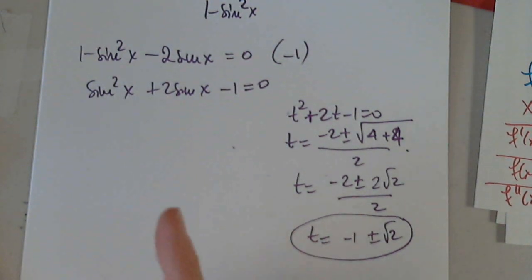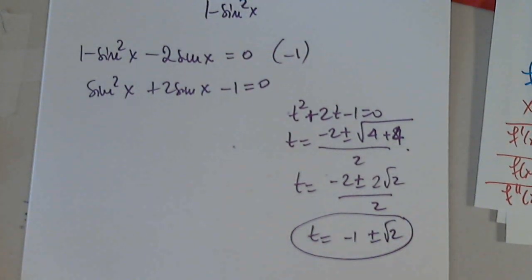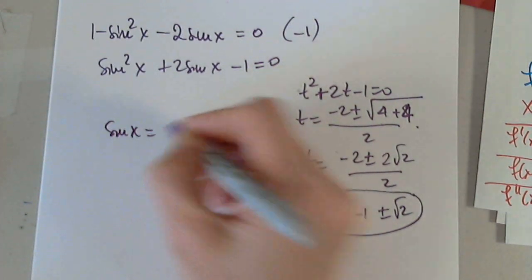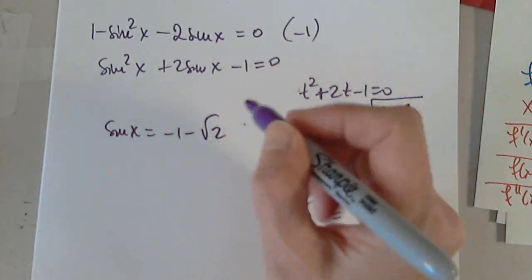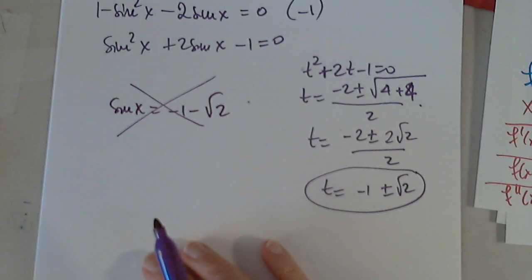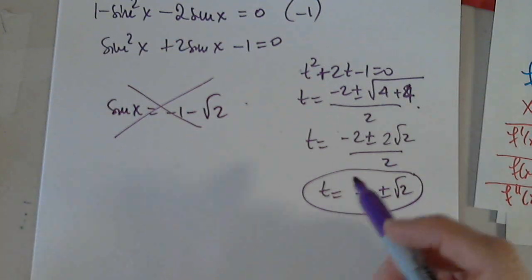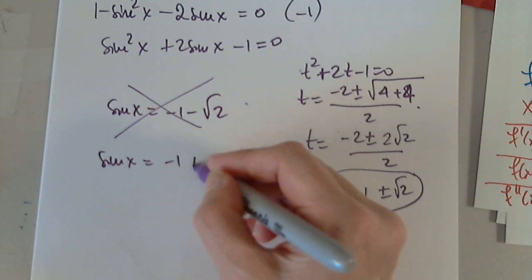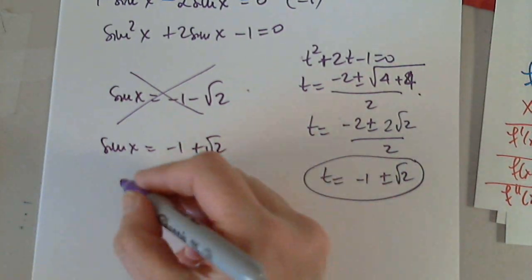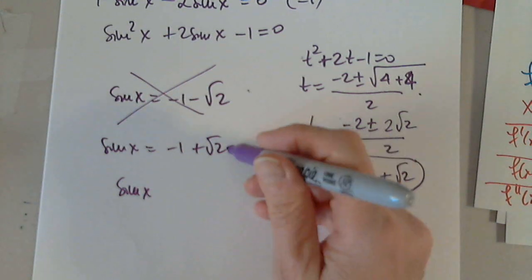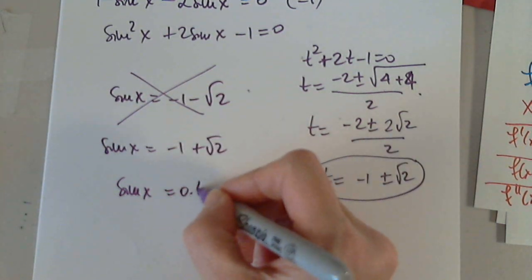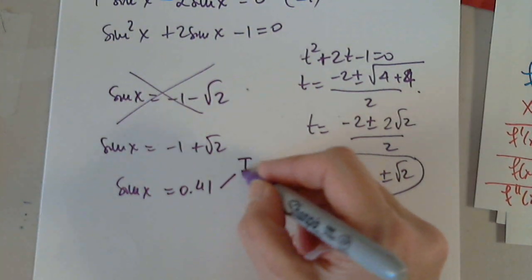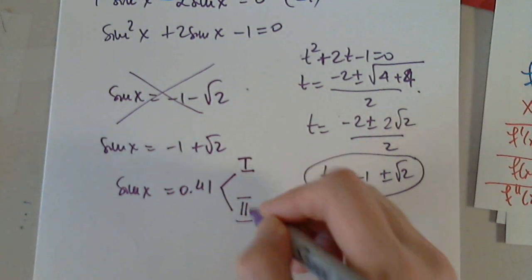So I have to find sine x being, let me see, maybe they're not even possible. So sine x will be -1 minus the square root of 2. That's not possible because it cannot be more than 1 or less than -1. And the other one will be -1 plus the square root of 2, and this one works. Sine x is 1.41 minus 1, which is 0.41. So it does have two solutions, one in the first quadrant and the other one in the second quadrant.